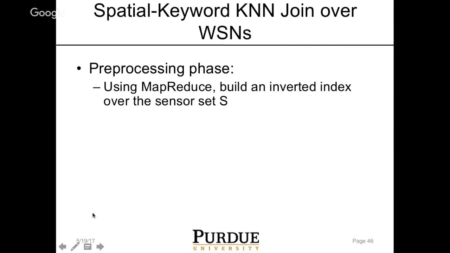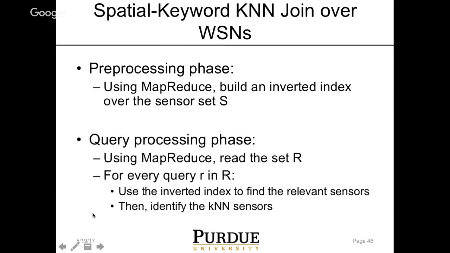In this work, using MapReduce, there will be an inverted index over the sensor nodes set. And then in the query processing phase, we will use MapReduce, just read the set R, and for every point or object R in the set, we will use the inverted index to find the relevant sensors, and then from these relevant sensors, we will measure the distance and rank the K nearest neighbor sensors to every point R.